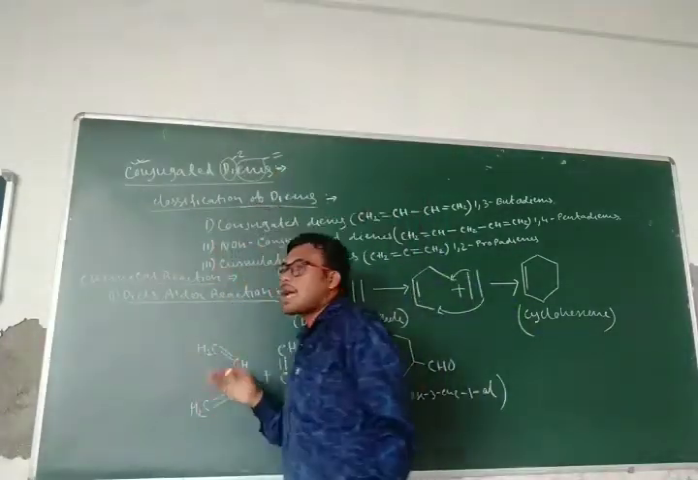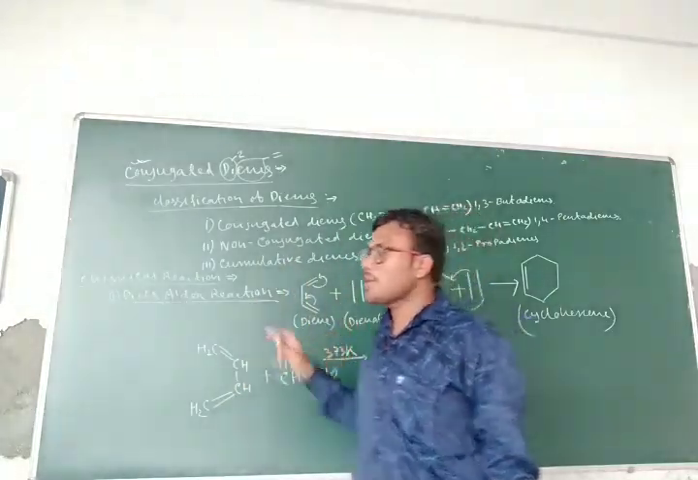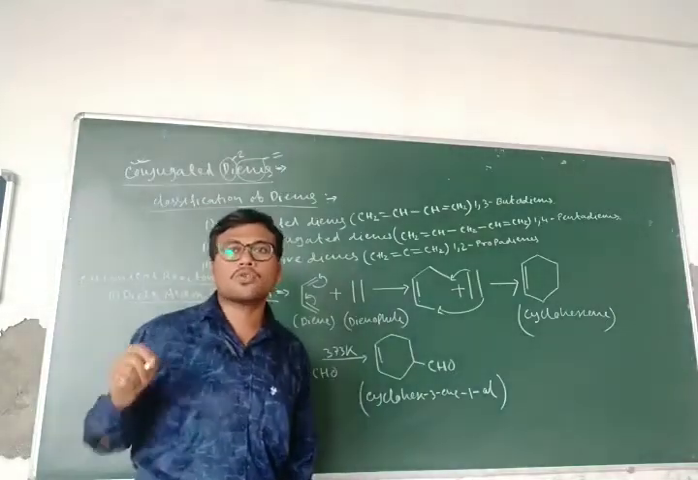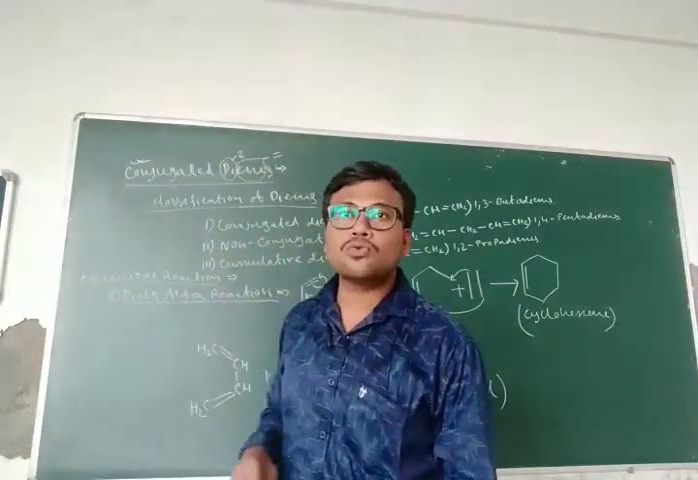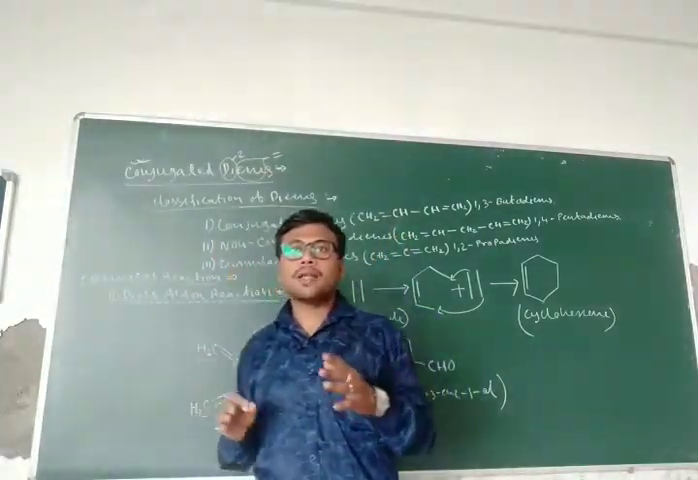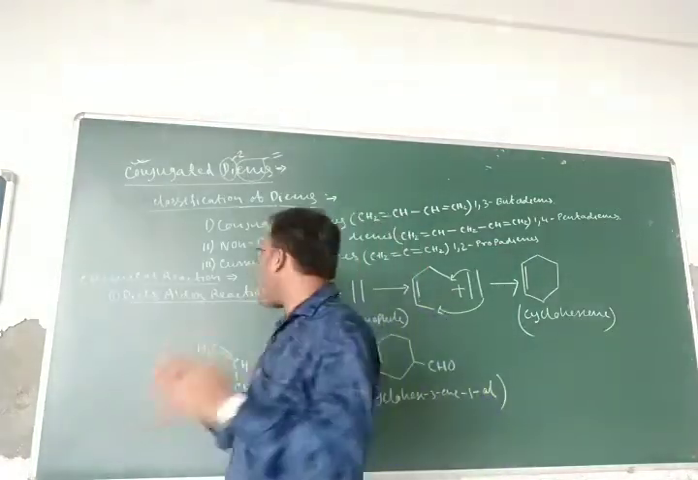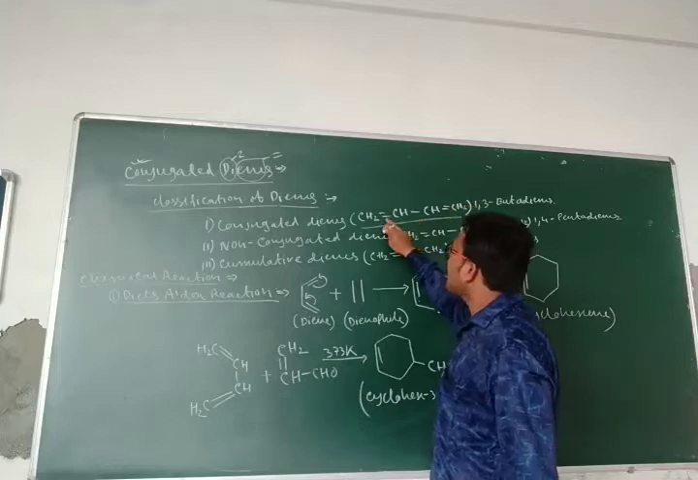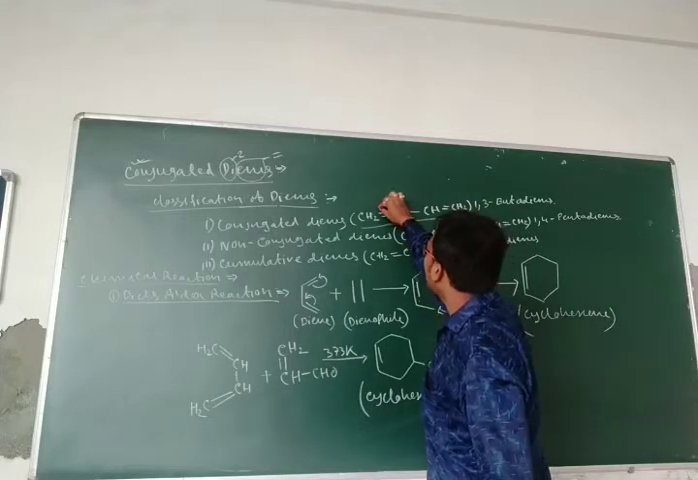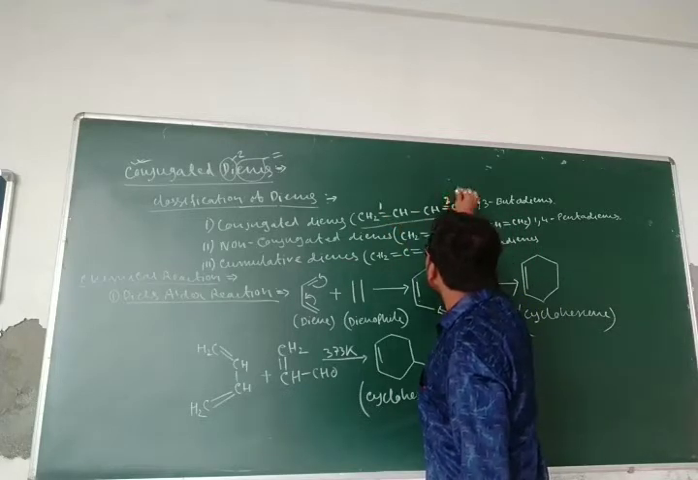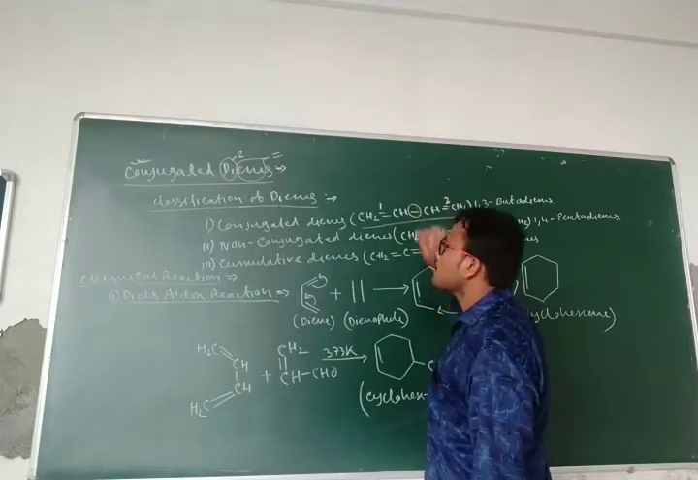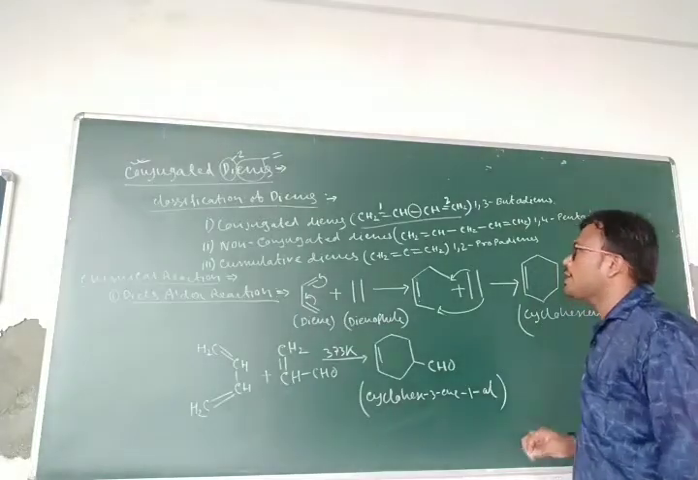The first compound is conjugated dienes. What are conjugated dienes? The dienes in which two double bonds are separated by one single bond. So this is the example, 1,3-butadiene. Here the two double bonds are separated from each other by a single bond. That's why it is called a conjugated diene.